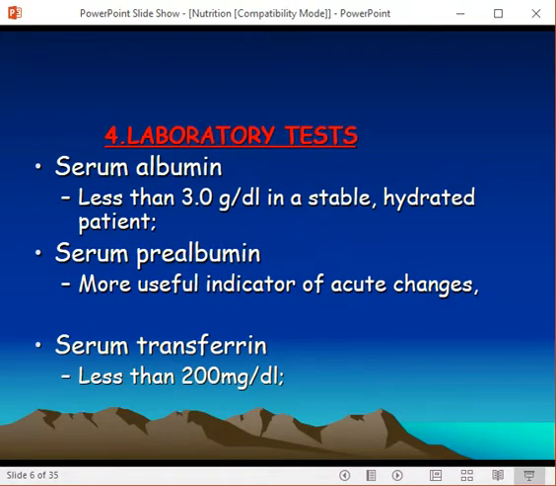In laboratory tests, there are a few tests which are important. First, the serum albumin. If it is less than 3 gram per deciliter in a stable hydrated patient, it is significant. Serum prealbumin is a more useful indicator of acute changes. And then the serum transferrin less than 200 milligram per deciliter is significant.